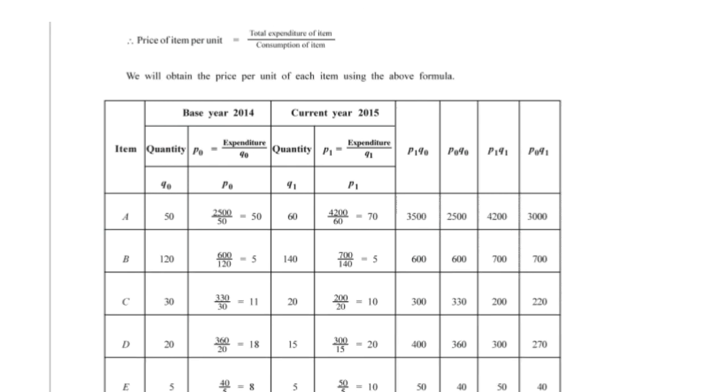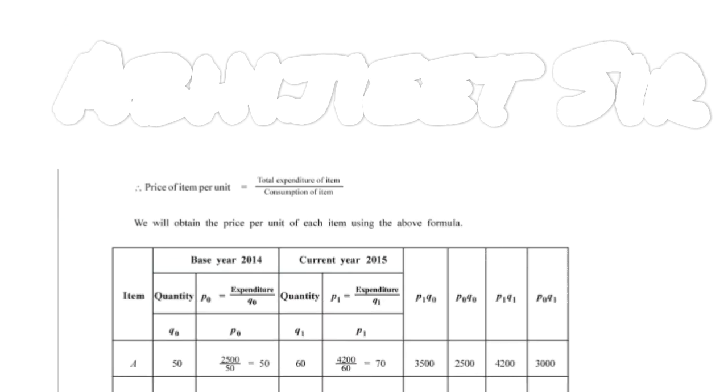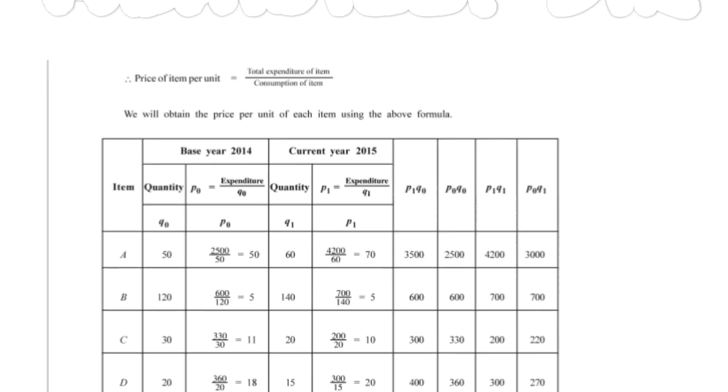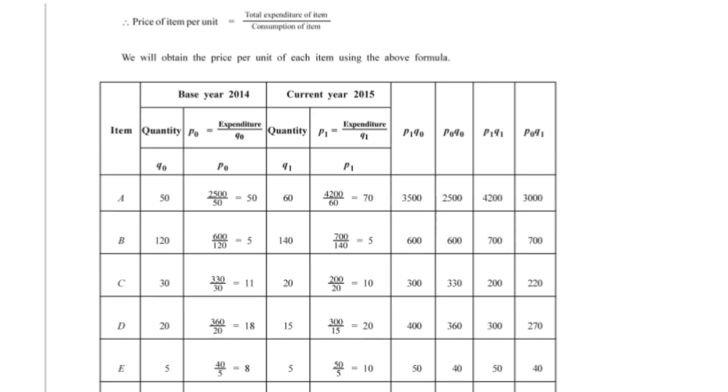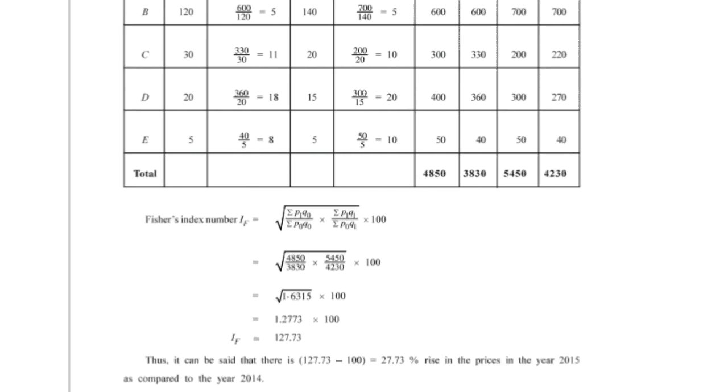For finding P0 and P1, you have to divide the amount of total expenditure, means 2500 divided by 50. 2500 is P0Q0. 50 is Q0. P0Q0 upon Q0, you will get P0. See, they have got the answer 50. Like this, you can find P0 and P1. Then again the same thing, P1Q0 and P0Q1 you have to find and then find the answers.